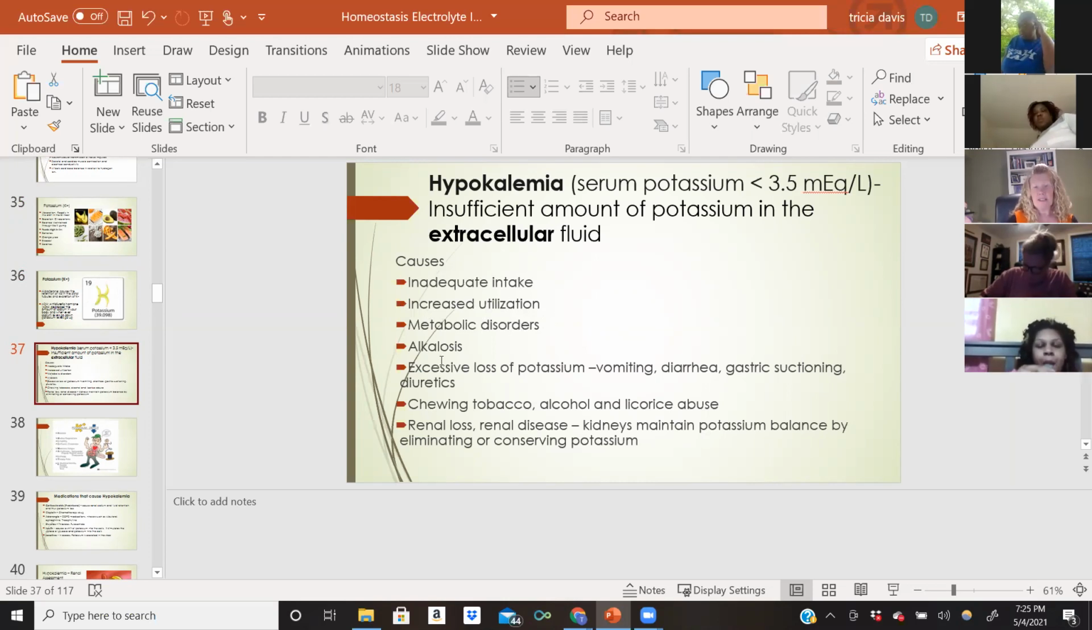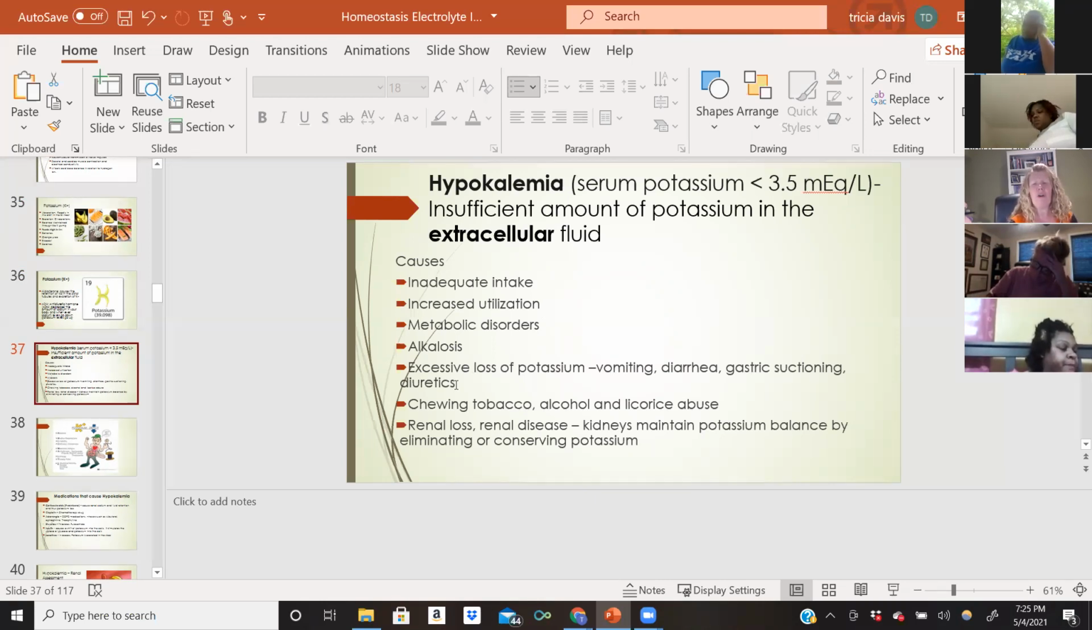We could have alkalosis, which we are going to talk about, I think, in week 3 or week 2 next week. We could have excessive potassium loss from vomiting or diarrhea. If our patients have an NG tube and we're doing gastric suctioning, we could be pulling off too much, so their potassium could be lost. And of course, if we give them diuretics, depending on what type of diuretic, not all of them are potassium sparing, so they lose everything when we give them diuretics. So they are at risk for developing low potassium, hypokalemia.